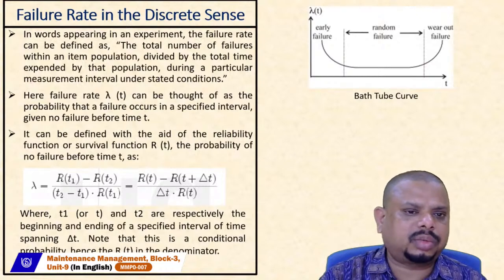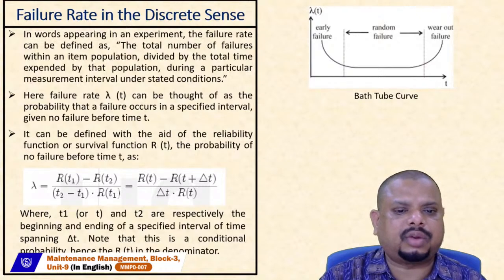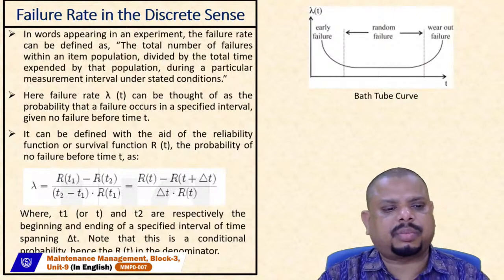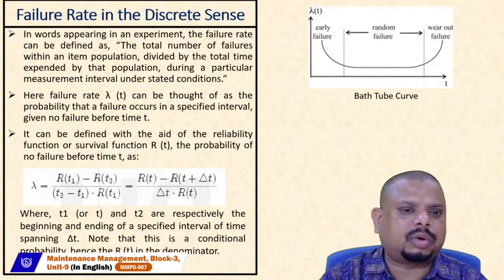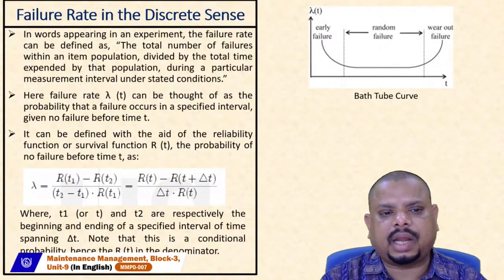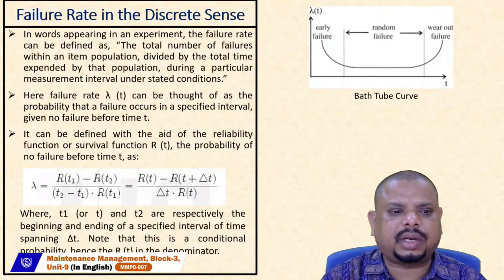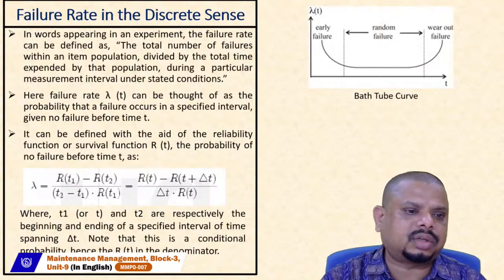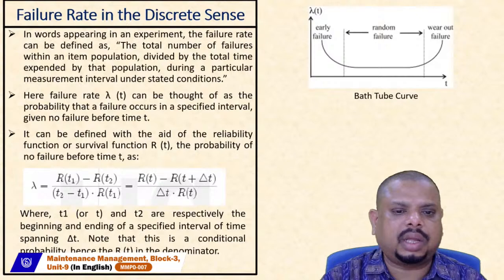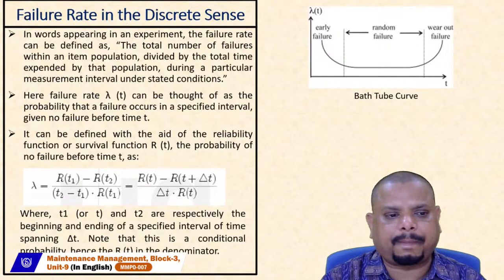So as I told, in most cases the total number of failures, or you can simply say the mean time between failure, of a particular population is divided by the total time expended by that population during a particular measurement interval. So here the failure rate lambda as a function of t can be thought of as the probability that a failure occurs in a specified interval, given no failure before the time t.